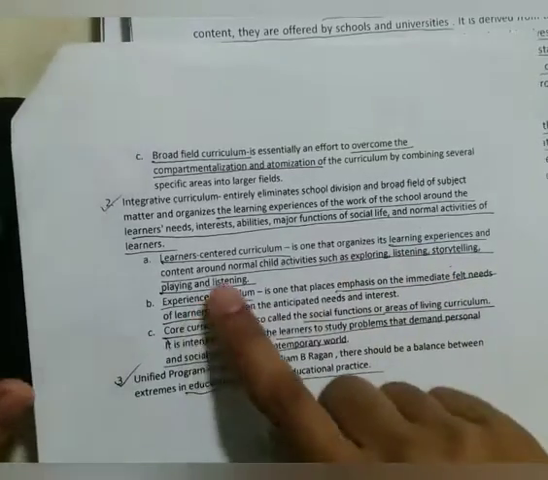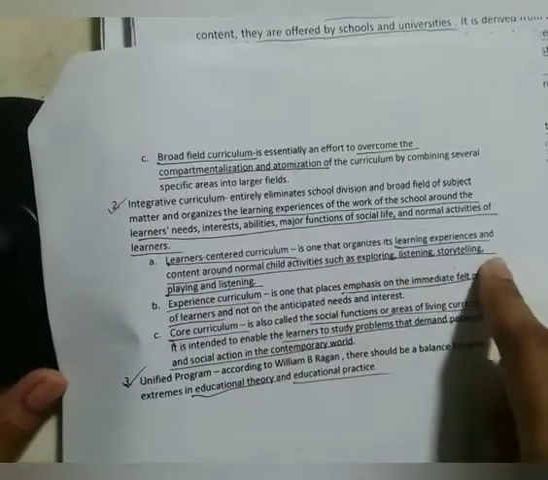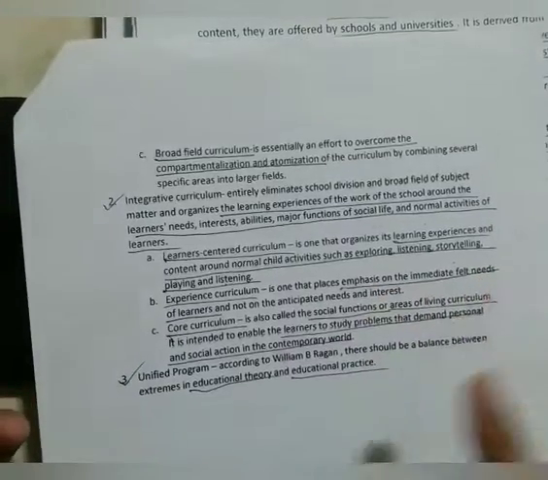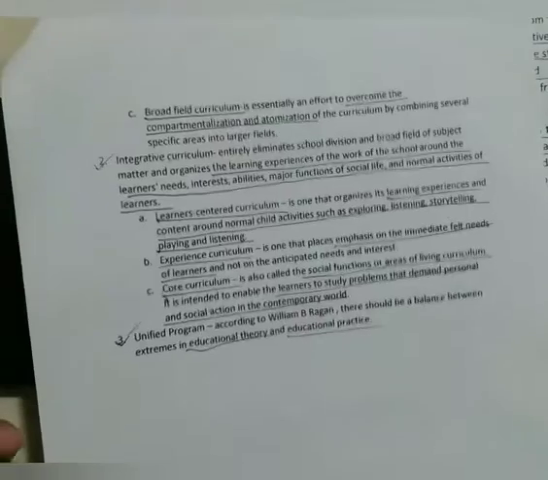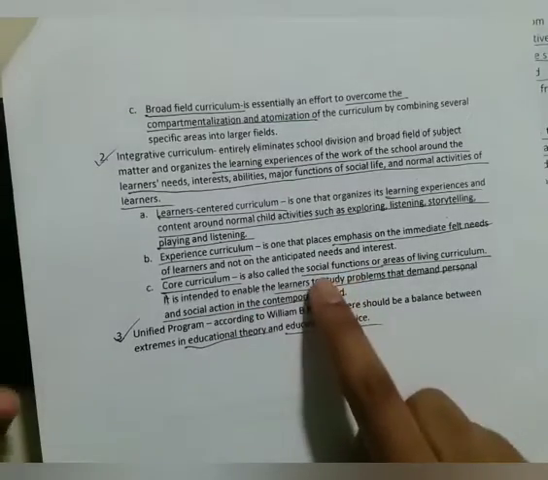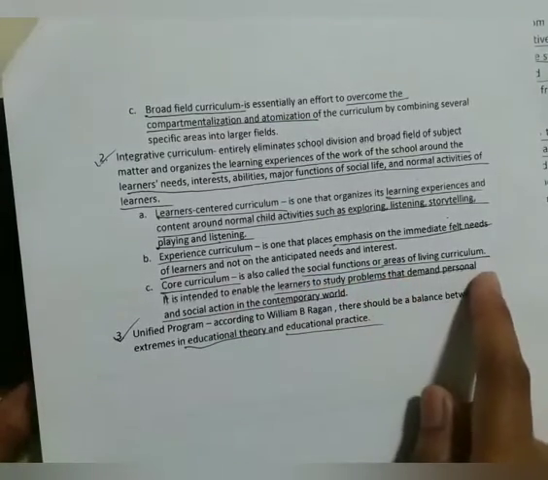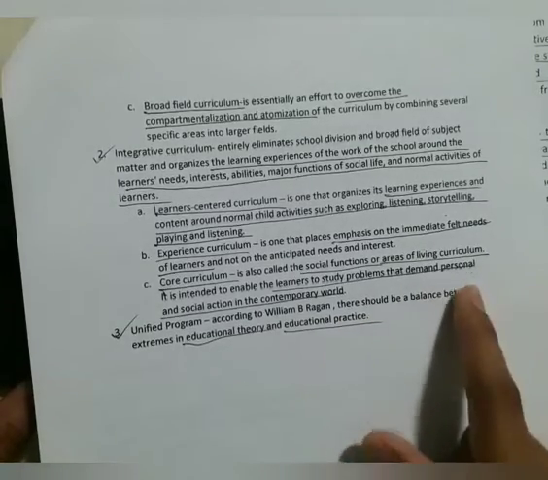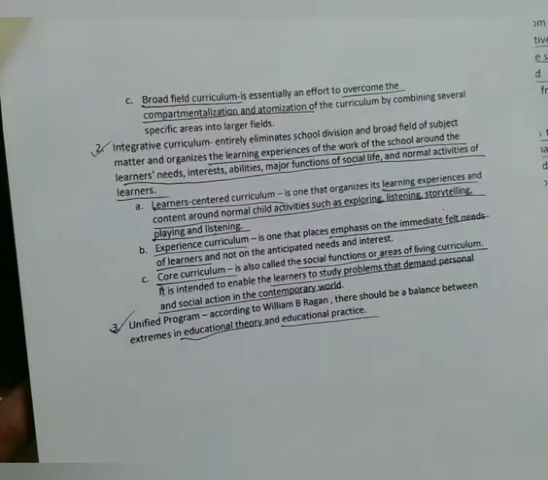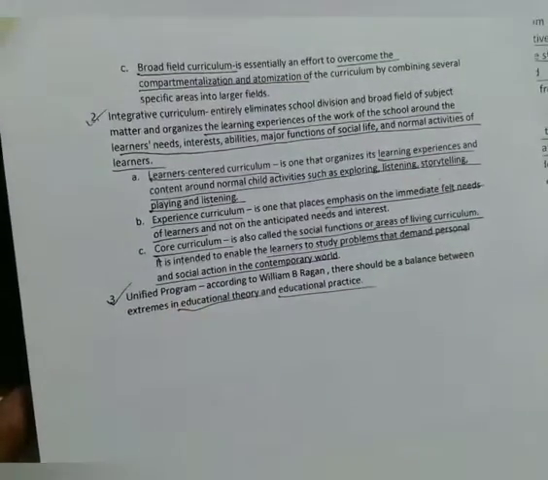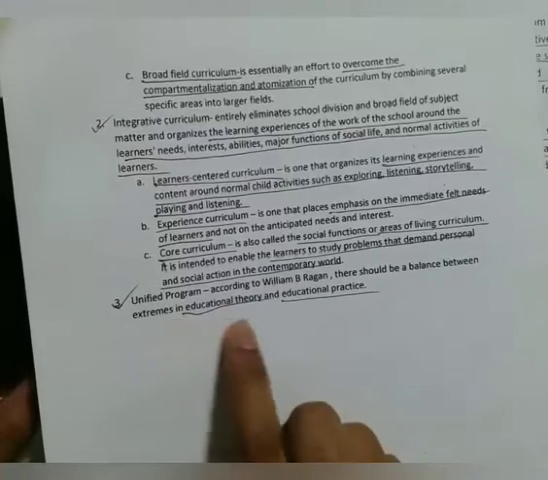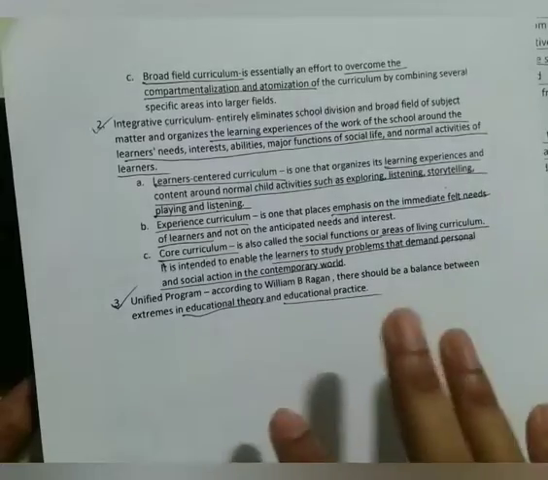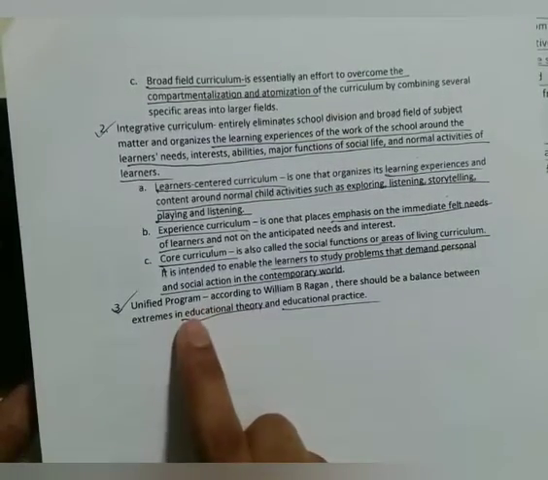Learners' experience and every activity will be concentrated. Then experience curriculum emphasizes the immediate felt needs and interests of learners. Then core curriculum means social functions or areas of living curriculum. The learners will study problems that are both personal and social in the contemporary world. And in the unified program, there should be a balance between extremes in educational theory and educational practice. Everything will be incorporated in this unified program.